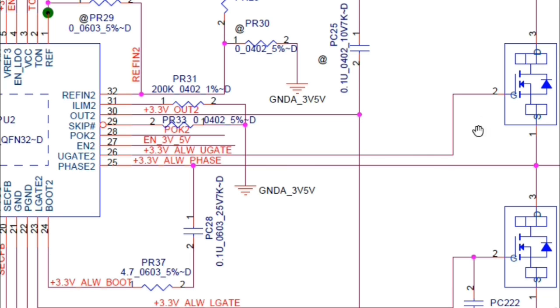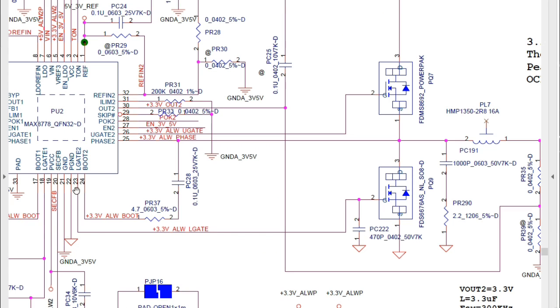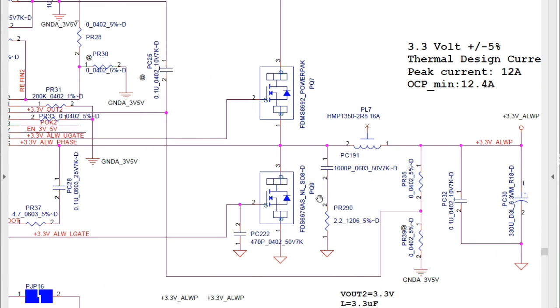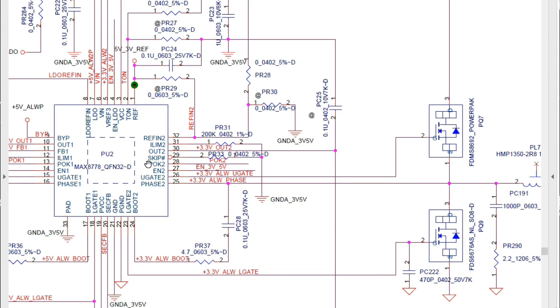Okay, so we have the gate of the MOSFETs, as you see. Here in pin 26 you have the upper gate, and here in pin 23 we have the low gate. So this IC controls these two MOSFETs in order to generate this 3.3 volt always. So if you find that this MOSFET is bad, you can change it and you will solve the problem.